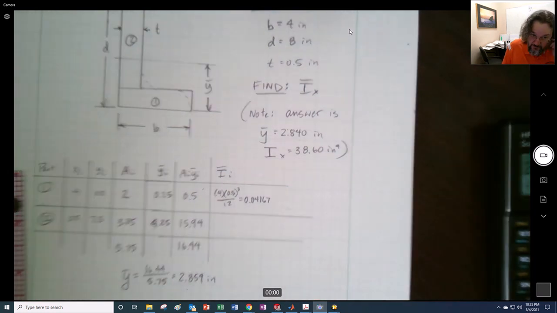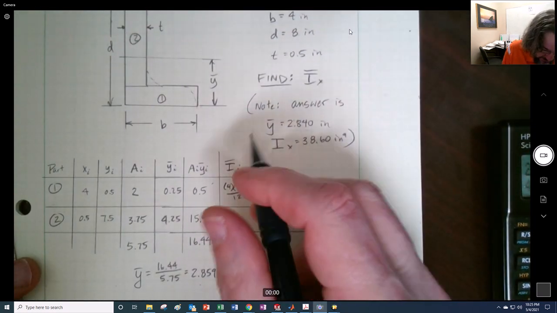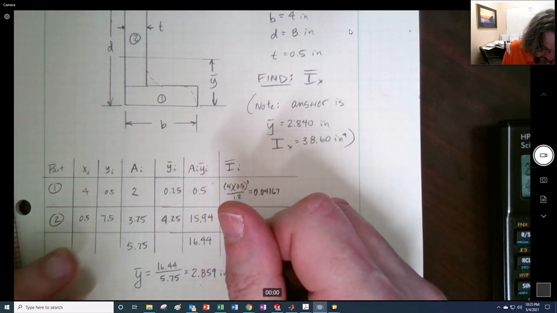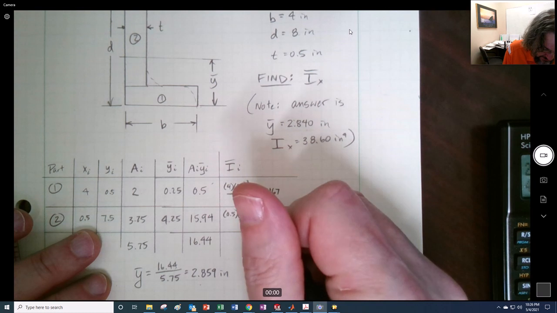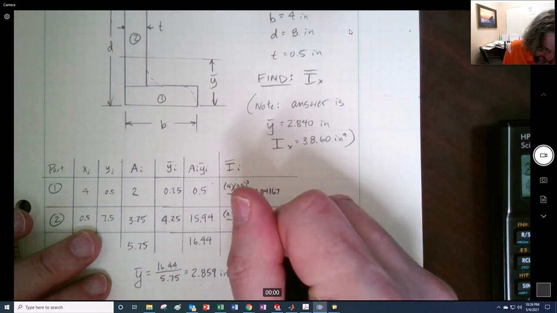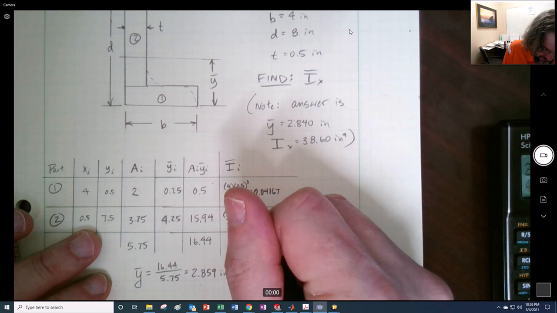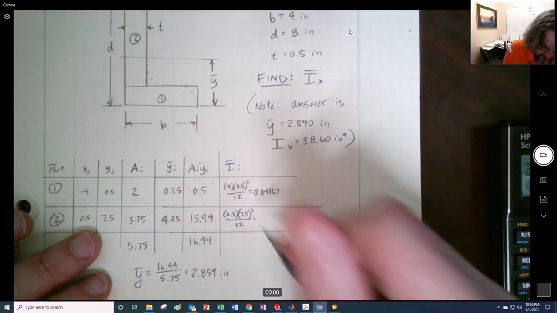0.04167. Taking up a lot of space here, but that's okay, it's an important one. Here the base is 0.5, but the height is 7.5, and we're cubing it. So you're going to see we're going to get a lot out of that right here. Okay, so that's 12 here.